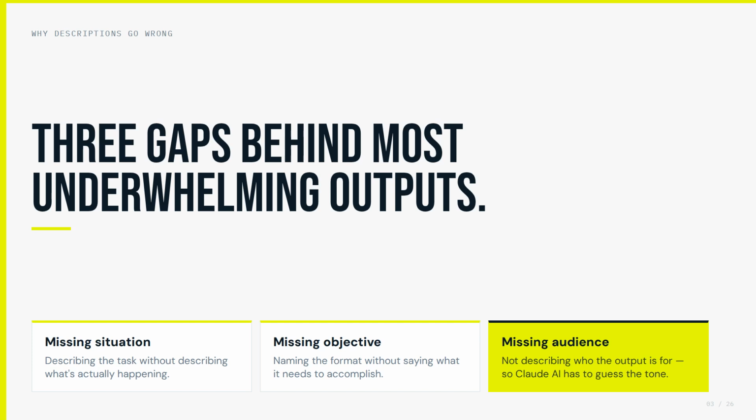And the third common mistake is forgetting to mention the audience. Claude AI writes very differently for a CEO reading a briefing before a board meeting than it does for a junior team member reading a project update. If you don't tell it who's reading, it has to guess, and generic audience assumptions produce generic tone, formal when it should be warm, technical when it should be plain, long when it should be brief. These three gaps, missing situation, missing objective, missing audience, are behind the vast majority of underwhelming Claude AI outputs. The framework we're about to cover closes all three.